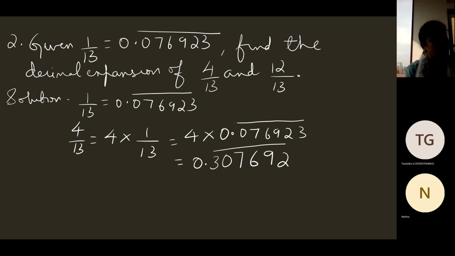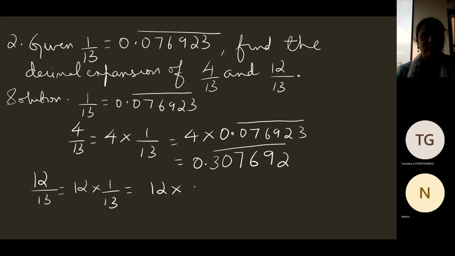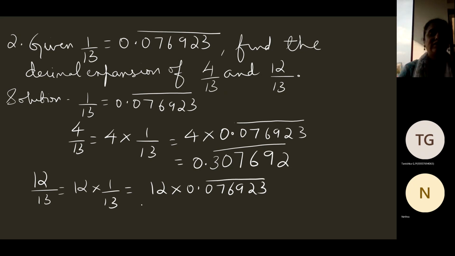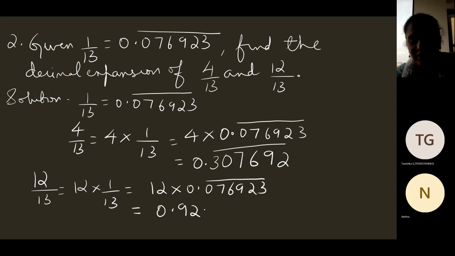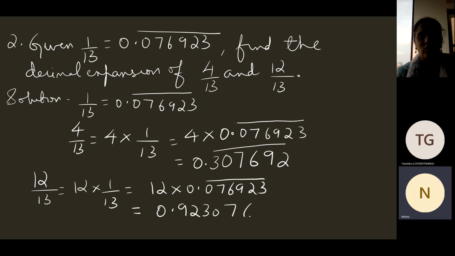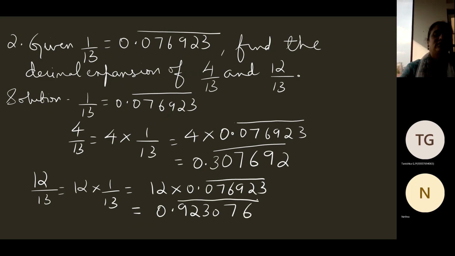Just check if my multiplication is correct. It is the regular multiplication. If there was no bar, how would you multiply? Do the same multiplication. Similarly, 12 by 13 will be 12 into 1 by 13, and the value of 1 by 13 is 0.076923 recurring. Kindly tell me the product. 0.923076 recurring. Here also students got the same answer. Very good.